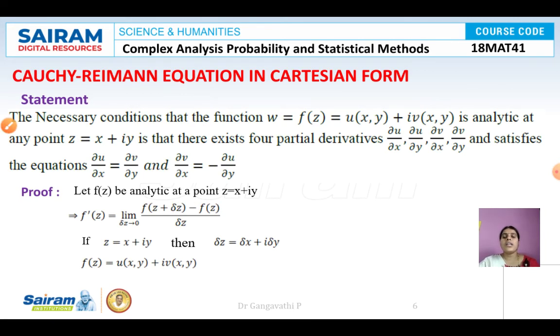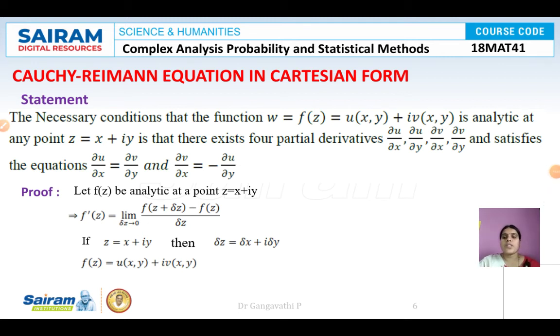Moving further, there is an important result which you are going to use in this module, which is the CR equations, that is, the Cauchy-Riemann equations. We are going to have the Cauchy-Riemann equations in both Cartesian as well as polar form. Sometimes this statement will be given, and sometimes the question will be to state and prove the Cauchy-Riemann equations.